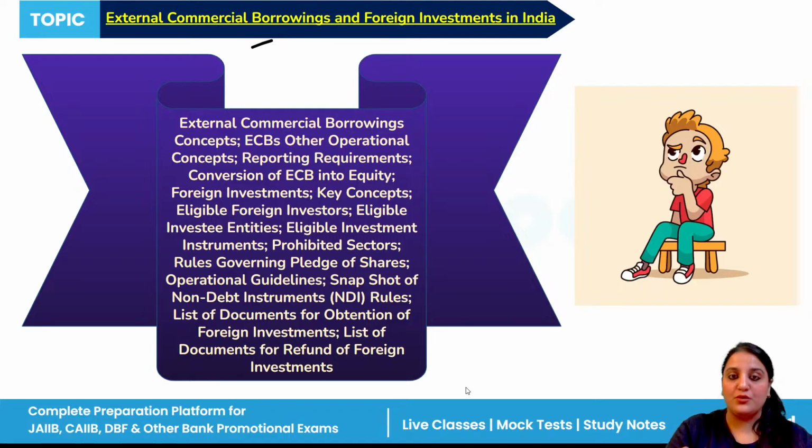In this we are going to learn about different things: what is the meaning of eligible investments, what are the prohibited sectors, what is NDI, how to convert ECB into equity, how to repay all the loans. We are going to learn this in ECB 1.